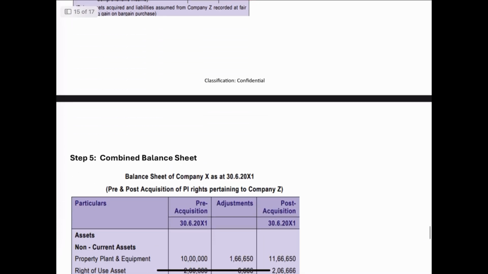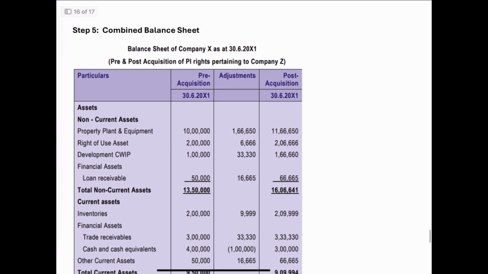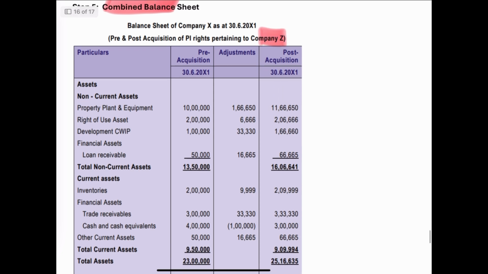So once these journal entries have been passed, we can plot the combined balance sheet. So this is the combined balance sheet of X along with the prorated portion, 33.33%, from company Z. The balance sheet will look like this. So this is the pre-acquisition balance sheet of company X as of 30 June 2021. It has been given, so no adjustment here. And here these are the adjustments, based on the journal entry we have just referred.